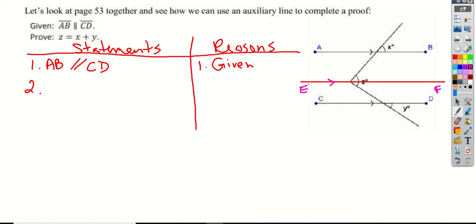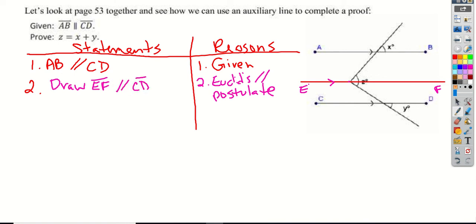So for a statement, we're going to write down draw line EF. And for the reason, we're going to write Euclid's parallel postulate, which basically says if I have a line, there's only one line that can go through a point that's parallel to the original line. And that's all we're doing. We're drawing a line through the vertex that's parallel to the lines there. So draw a line EF parallel to CD.